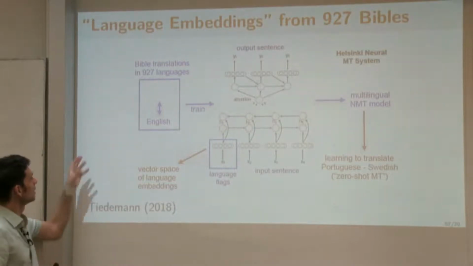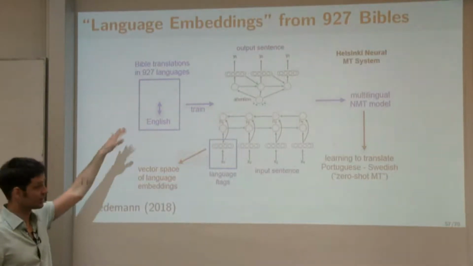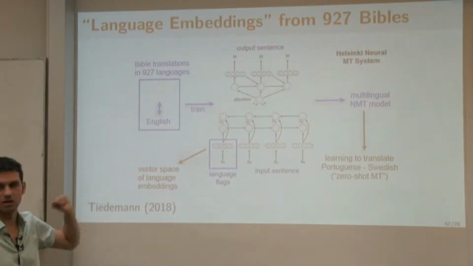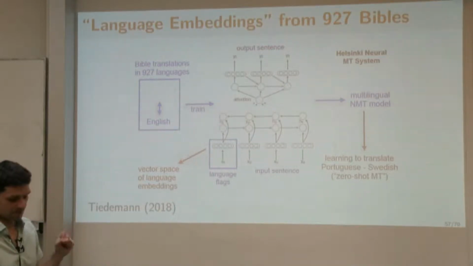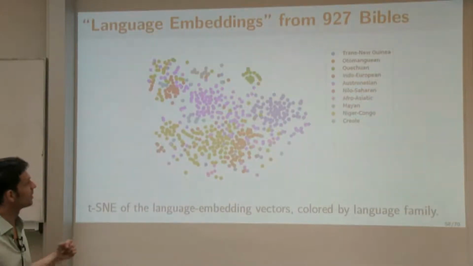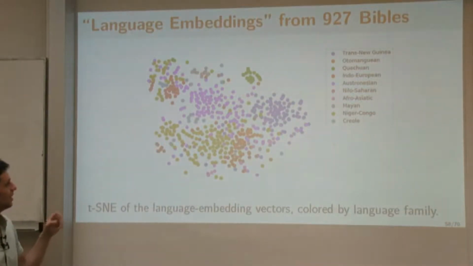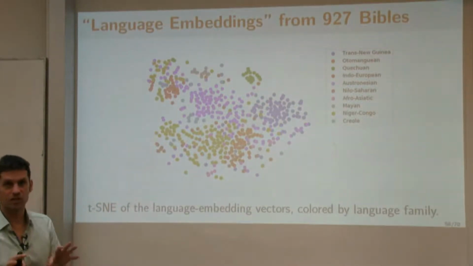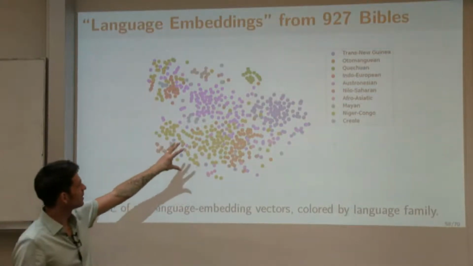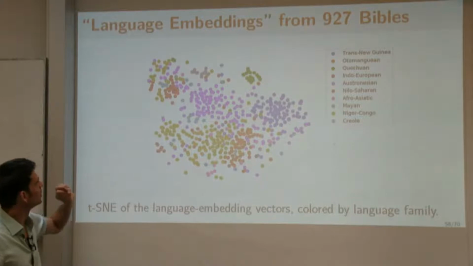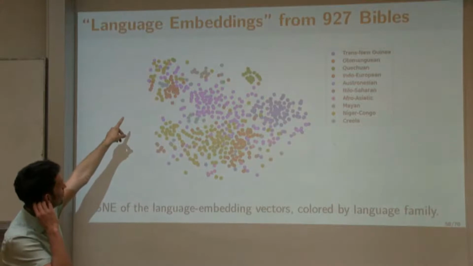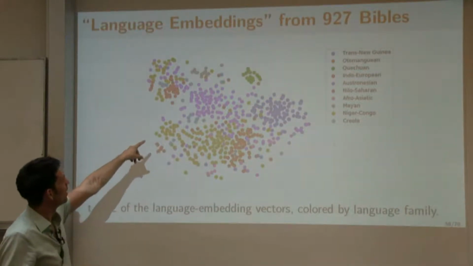So this system was trained on the combinations of each of these languages with English, and then Jörg looked at the embeddings of that language flag, and the interesting and good thing is that indeed the embedding, when projected to a two-dimensional vector space with t-SNE, indicates the families. So the Indo-European languages form kind of a cluster, and they are close to, and I don't know whether this is probably the Niger-Congo languages.